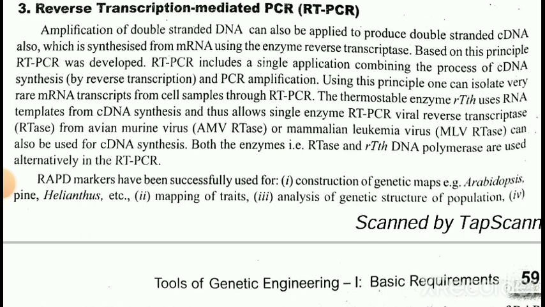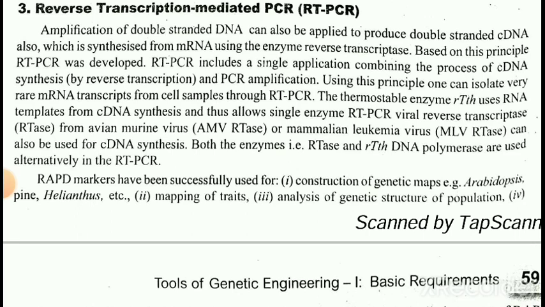The thermostable enzyme rTth uses RNA templates for cDNA synthesis and thus allows single enzyme RT-PCR. Viral reverse transcriptase, RTase from avian myeloblastosis virus, AMV RTase, or Moloney murine leukemia virus, MLV RTase, can also be used for cDNA synthesis. Both the enzymes, viral RTase and rTth DNA polymerase, are used alternatively in the RT-PCR.